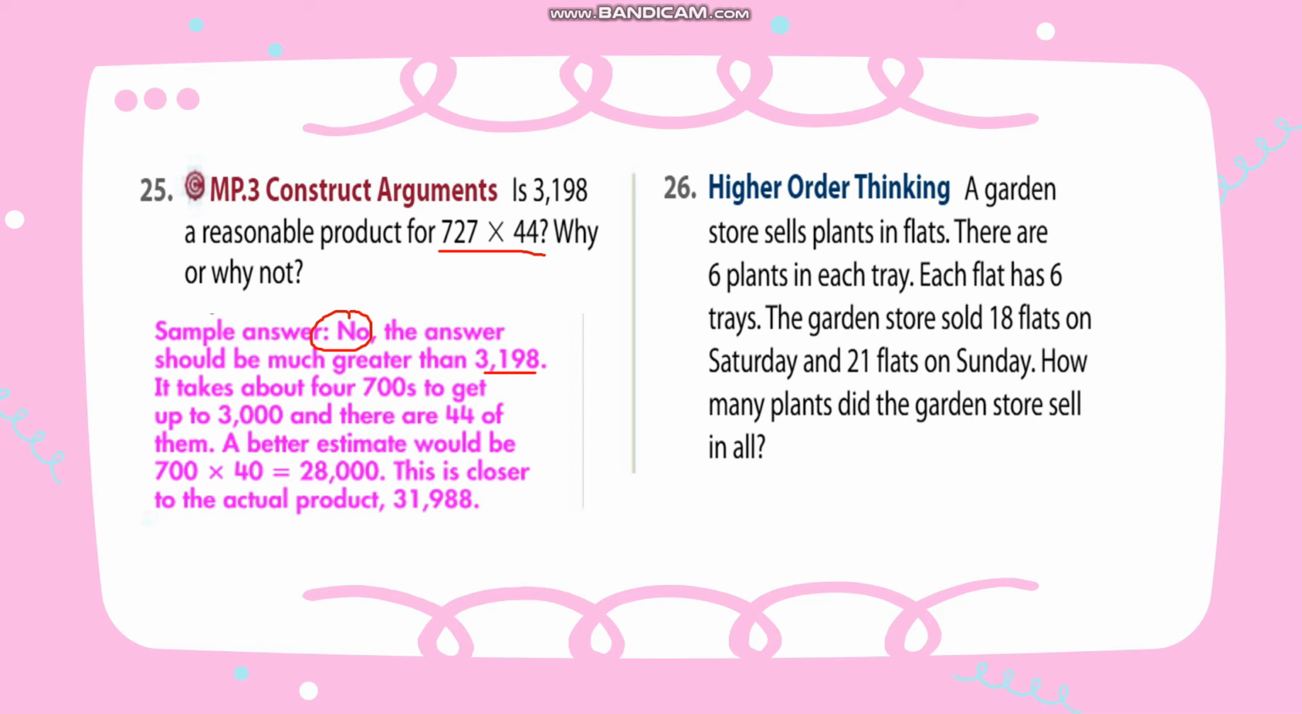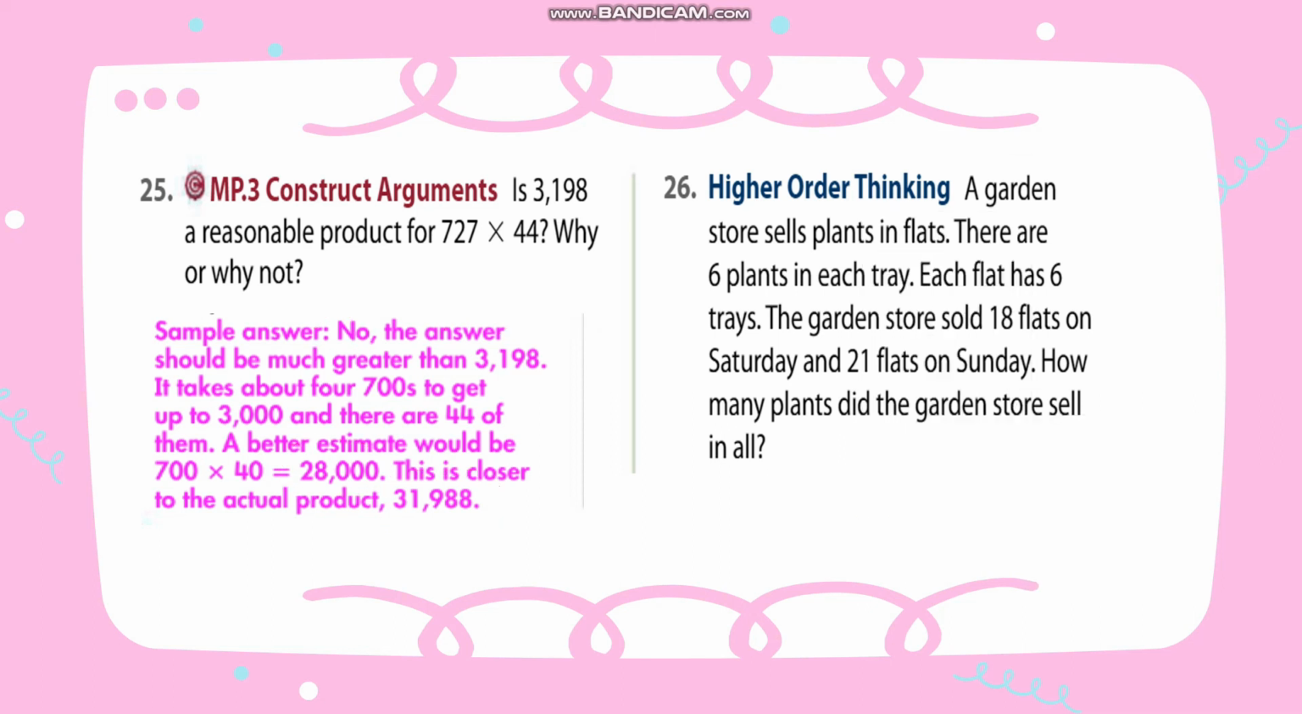So a better estimate would be: 727 is nearest to 700 and 44 is nearest to 40. So when we find the product of 700 multiplied by 40, that is 28,000. And 3,198 is too far from that example. Okay, so this is closer to the actual product, which is 31,988.